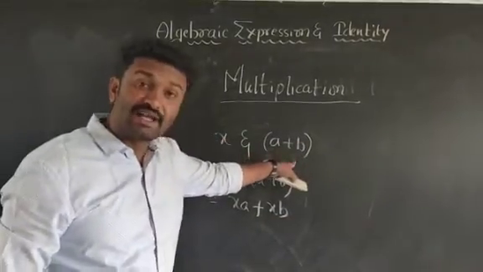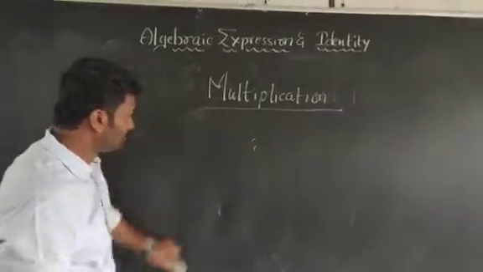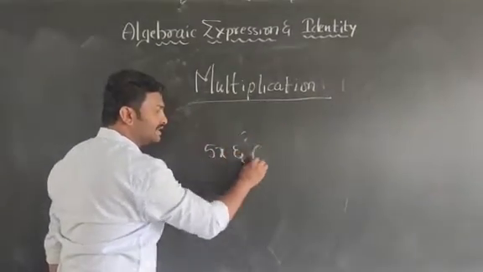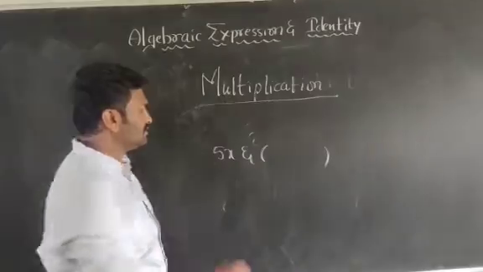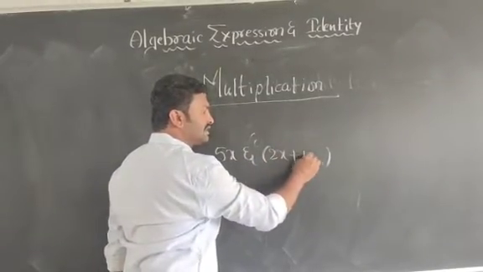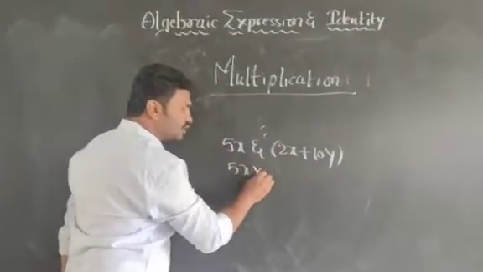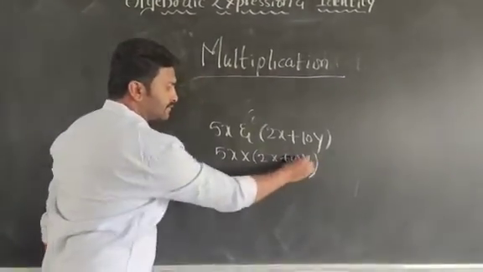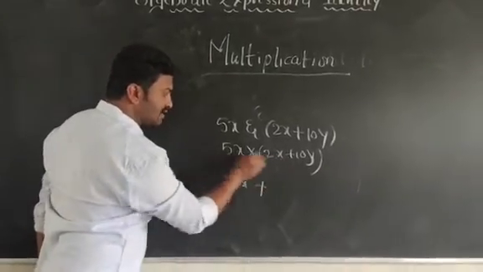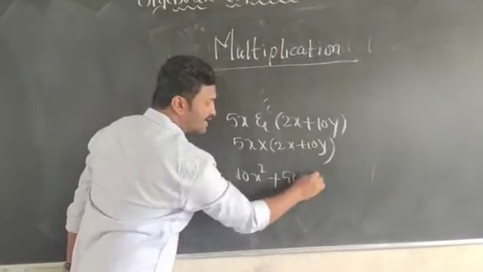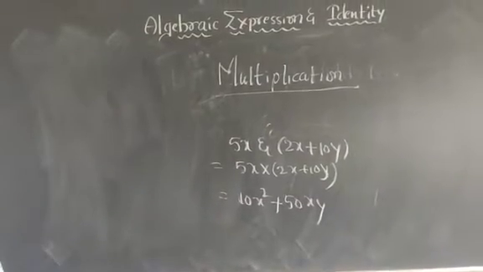We'll go for one more example of a monomial and a binomial. 5x and 2x plus 10y. 5x into 2x plus 10y. 5 twos are 10. x into x, x square, plus 5 tens are 50. This is the monomial and binomial.